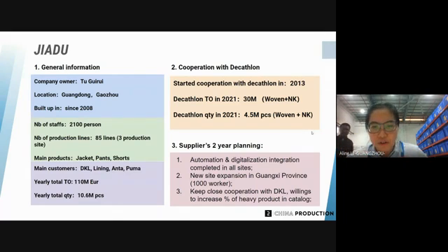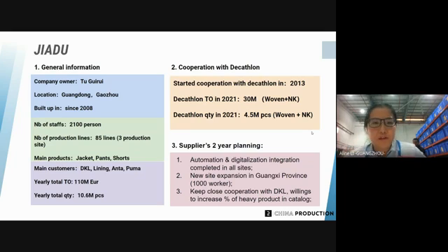For the supplier's two-year planning, first, they will work a lot on automation and digitalization integration to complete the data connection in the working sites. Then they plan to expand one new site in Guangxi province, with a planned capacity of 1,000 workers. Third, they will keep close cooperation with Decathlon and are willing to increase the percentage of heavy products to balance the seasonality.